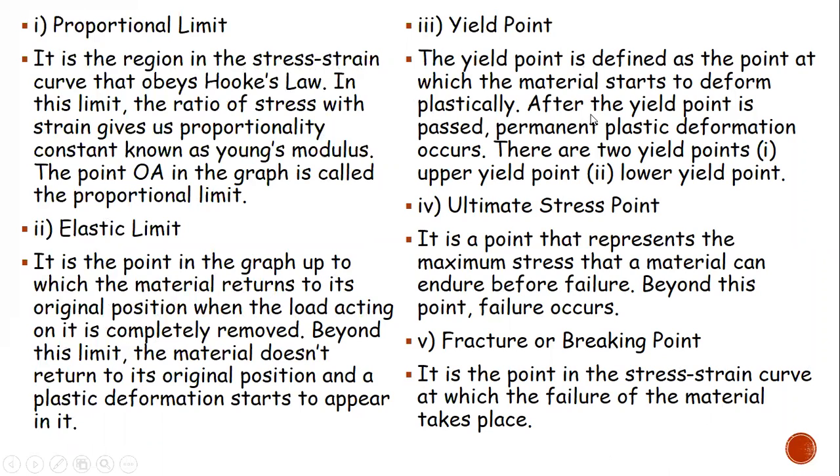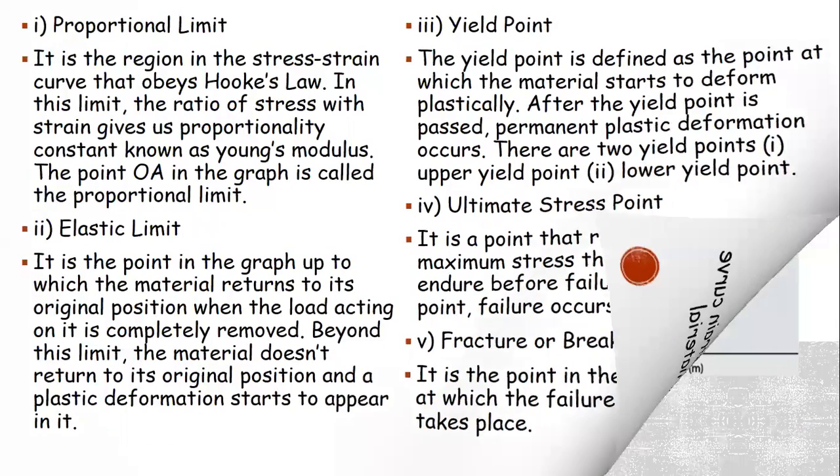Yield point is defined as the point at which the material starts to deform plastically, which means that after the yield point, permanent plastic deformation occurs. When the material enters the plastic region, there is no chance that it will return back to its original shape. Ultimate stress point is the maximum stress a material can endure before failure, meaning that after this the breaking occurs, the spring or wire or anything breaks down.